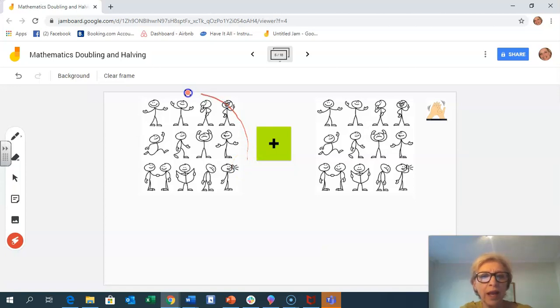So here we have 13 doubled. We have got 1, 2, 3, 4, 5, 6, 7, 8, 9, 10, 11, 12, 13 people there in that little group, and we have 13 people in this group.